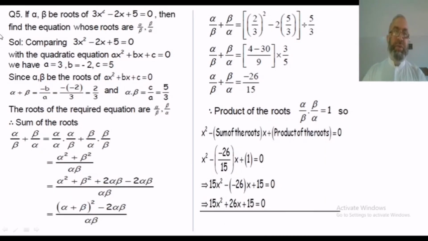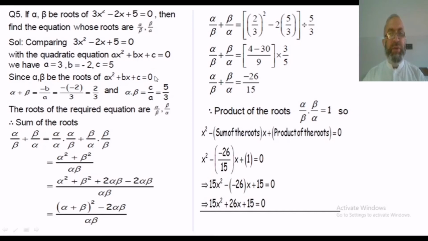Now come to 5. If alpha, beta are the roots of the given quadratic equation 3x square minus 2x plus 5 equal to 0, then find the equation whose roots are alpha over beta and beta over alpha. So first of all, compare this given quadratic equation with the standard form. We get a is 3, b is minus 2, c is 5.